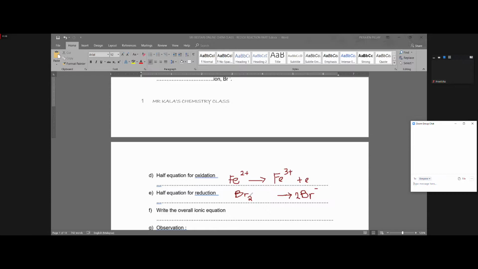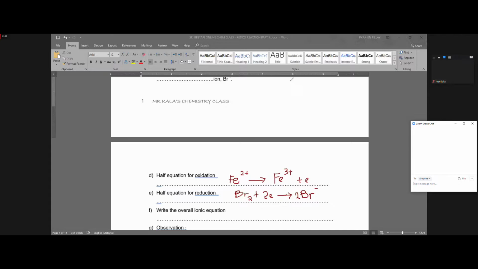Jain, give me an answer for this. Reduction is, so what's the answer? Br2 + 2e- arrow 2Br-. Well done. Oxidation is loss of electron. The Fe2+ loses 1 electron, so the minus e becomes plus e.